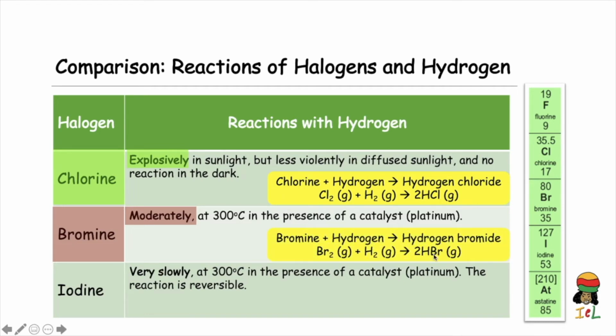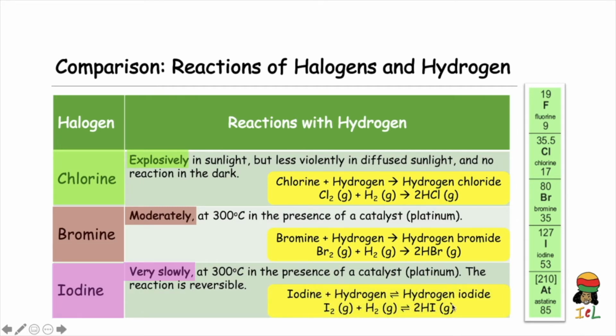And of course, the formula for hydrogen bromide is HBr. Note that the extreme conditions of the high temperature and the use of a catalyst are necessary for this reaction to occur. Iodine reacts very slowly with hydrogen at 300 degrees Celsius in the presence of a platinum catalyst to produce hydrogen iodide, chemical formula HI. This reaction also requires extreme conditions to occur, and even then the process is very slow.